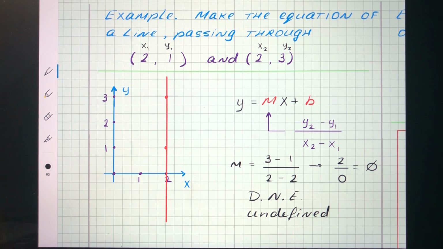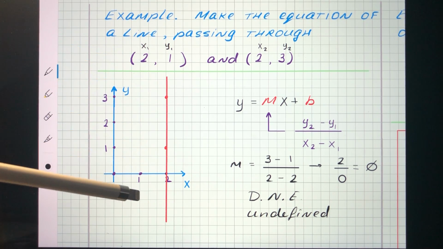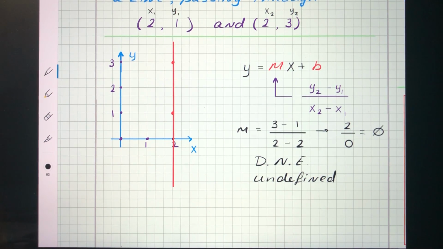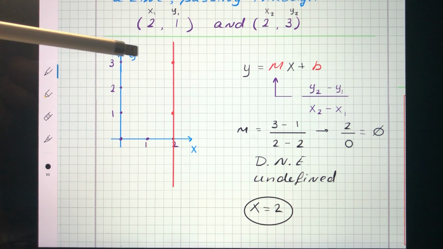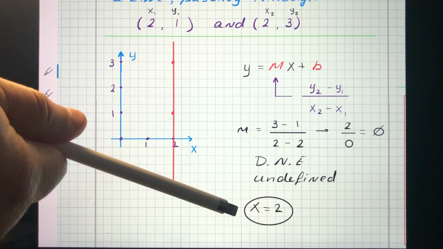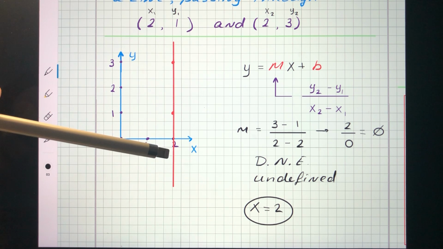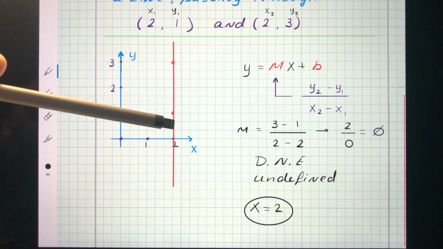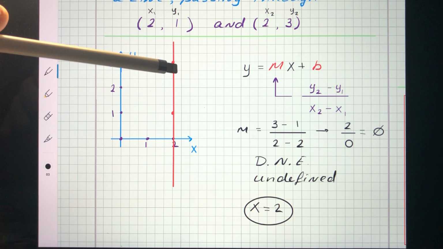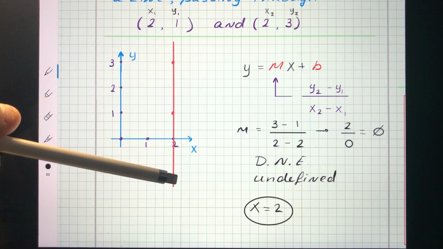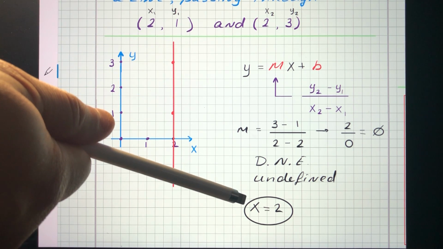Okay, well, what is the equation then that describes all of these points? The equation is x equals the x number of both of these coordinates. So our final answer is x equals 2. That's the equation of a line that runs through these 2 points. We notice that the y is not part of the equation because y could be anything. As long as the x is always 2, the height doesn't matter because we will land exactly on this vertical line. So that's why the y is not part of the equation.